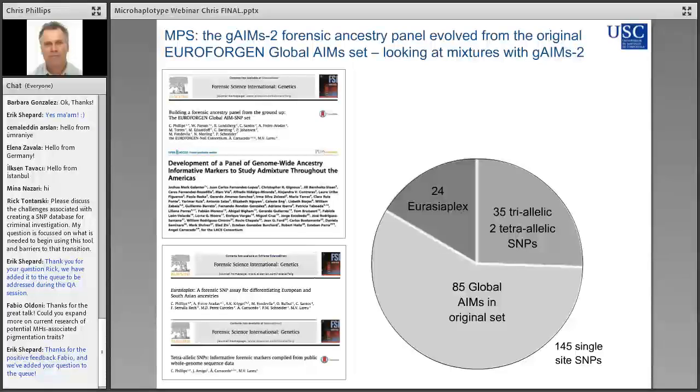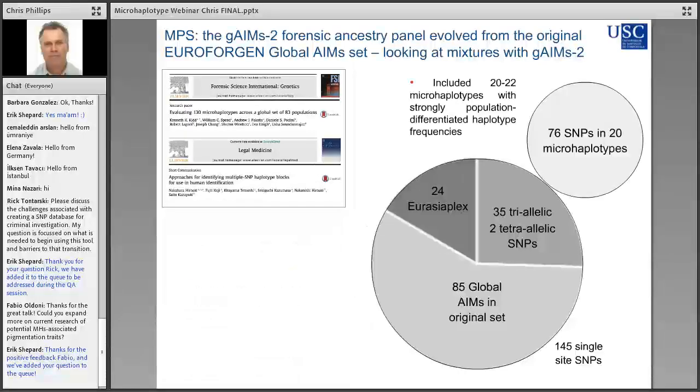It includes Eurasiaplex SNPs, which are informative for South Asian and Middle East populations. It includes a larger number of triallelic and tetraallelic SNPs, which we published on recently for mixture analysis, and it's based on a core of the best of the original Global AIMS. So it's got 145 single-site SNPs.